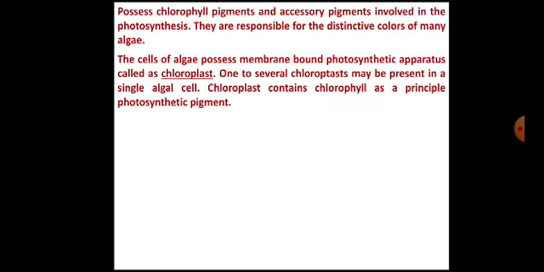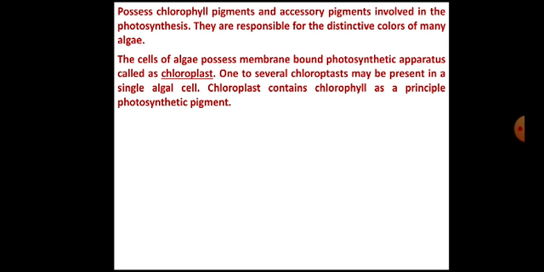They possess chlorophyll pigments, which are required for the process of photosynthesis, as well as accessory pigments. These accessory pigments are responsible for imparting color to the algae. That is why the distinctive colors of many algae are because of the presence of these accessory pigments. Therefore they may have red color, brown color, green color, or different distinctive colors.